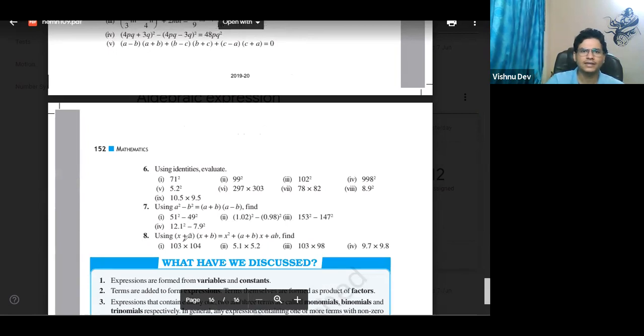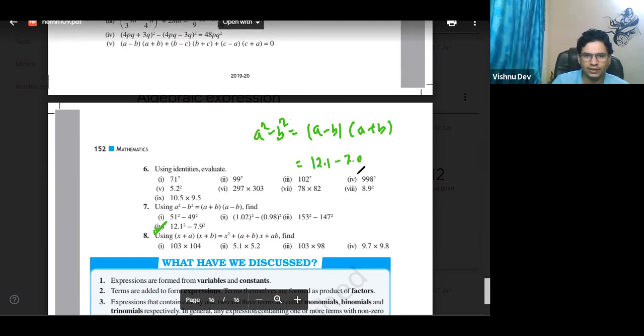Seventh one. Okay, let us see the question. Now see, seventh is the same. The only thing that happens over here is that you are given numbers in place of variables. For example, let us see the fourth one of the seventh. It is a square minus b square, which is equal to a minus b into a plus b. As simple. So here a is 12.1, so it is 12.1 minus 7.9 into 12.1 plus 7.9. Understood, right?